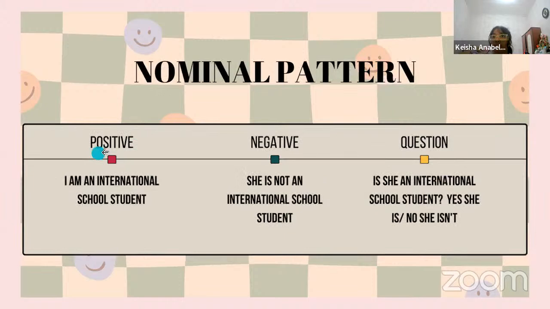And here's the example of nominal pattern. The positive is, I am an international school student. The negative is, she is not an international school student. And the question is, is she an international school student? The answer is yes, she is, and no, she isn't.